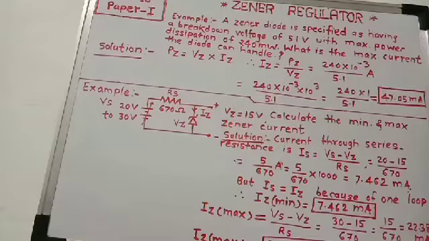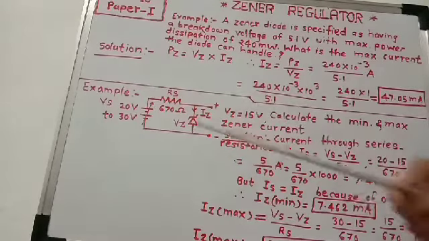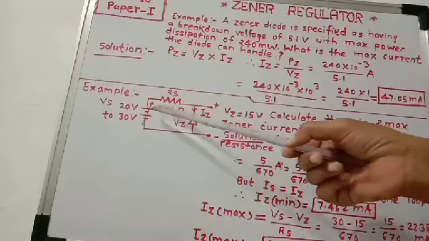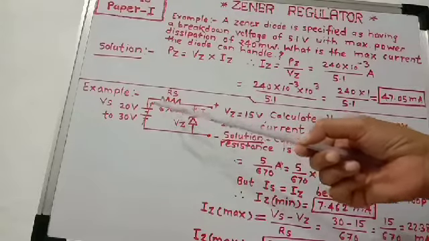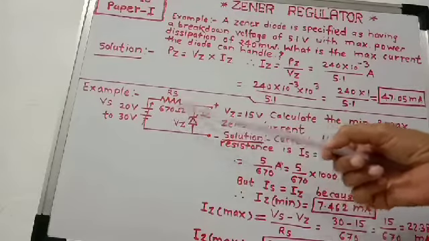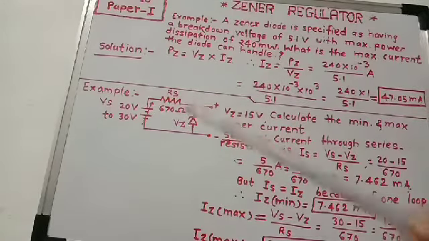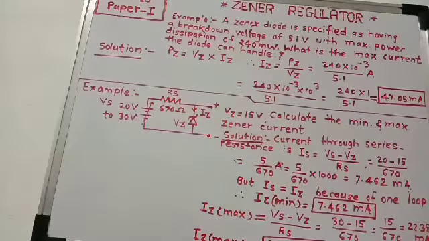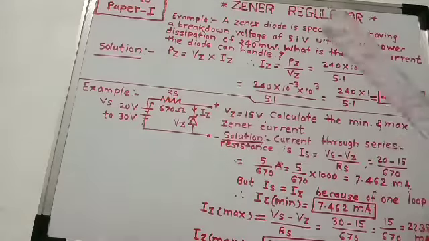Okay, now see another example. Here one diagram is given. Zener diode is connected in series with its series resistance 670 ohm. The source voltage varies from 20 volt to 30 volt. So you have to calculate minimum and maximum Zener current.